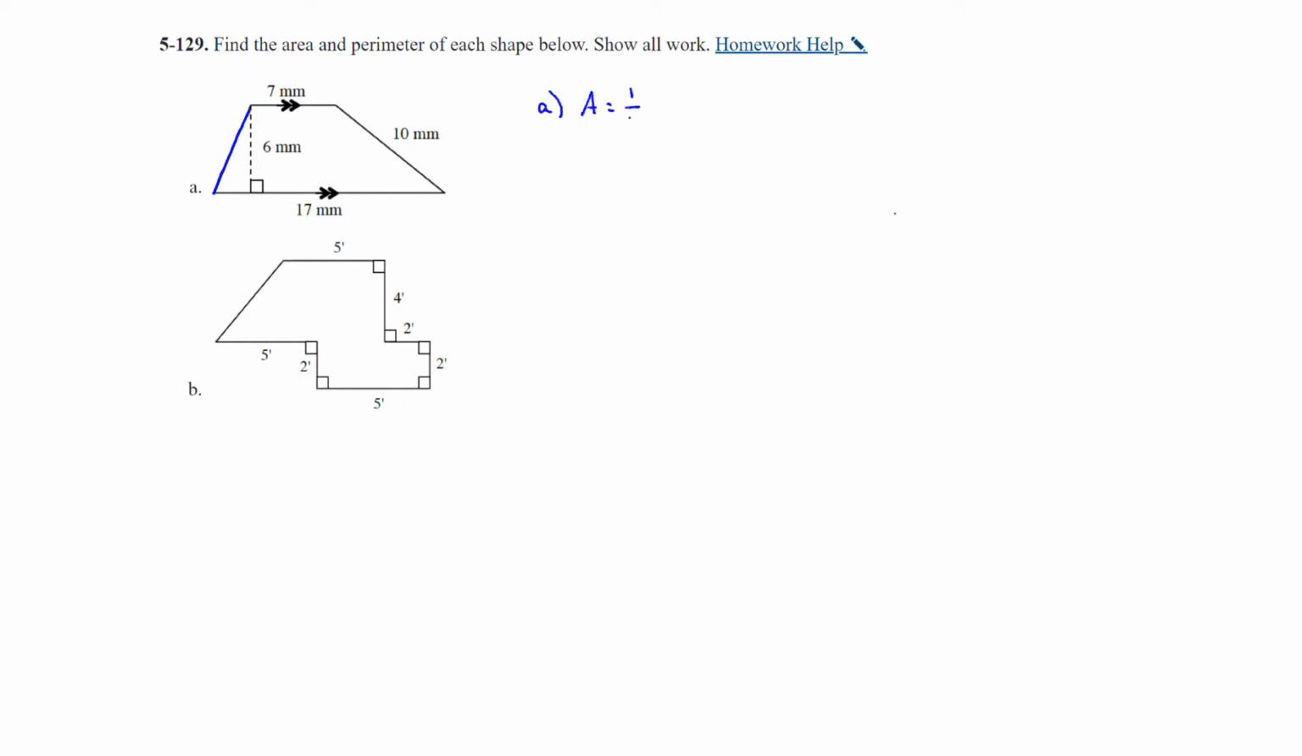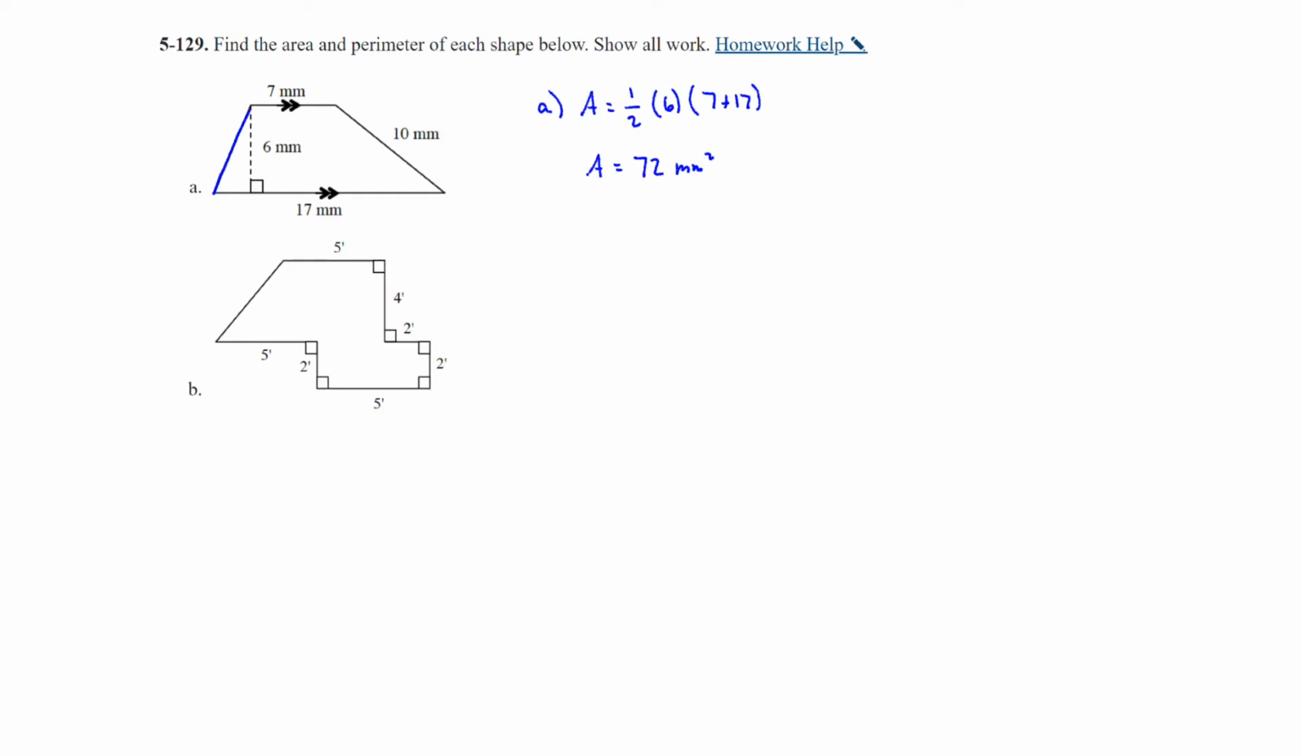The area for a trapezoid is 1/2 times the height, 6, times the sum of the bases, that would be 7 plus 17. And that will be 72 millimeters squared.